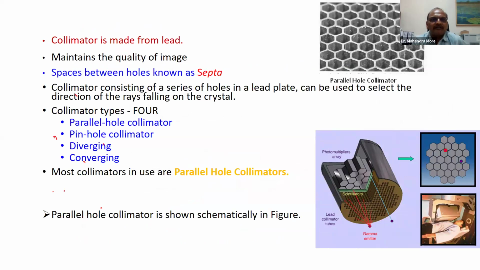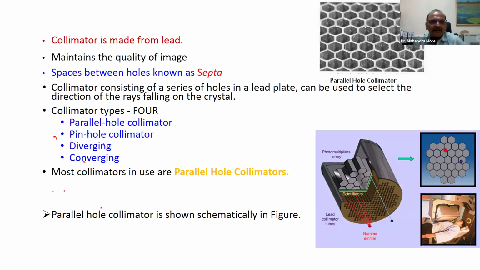So again, this collimator is made of lead. It maintains the quality of the image, like the resolution of the image, you can say. The space between holes is called a septum. So the septum avoids the rays coming from an angular entry. The collimator consists of a series of holes in a lead plate. It can be used to select the direction of the rays falling on the crystal.